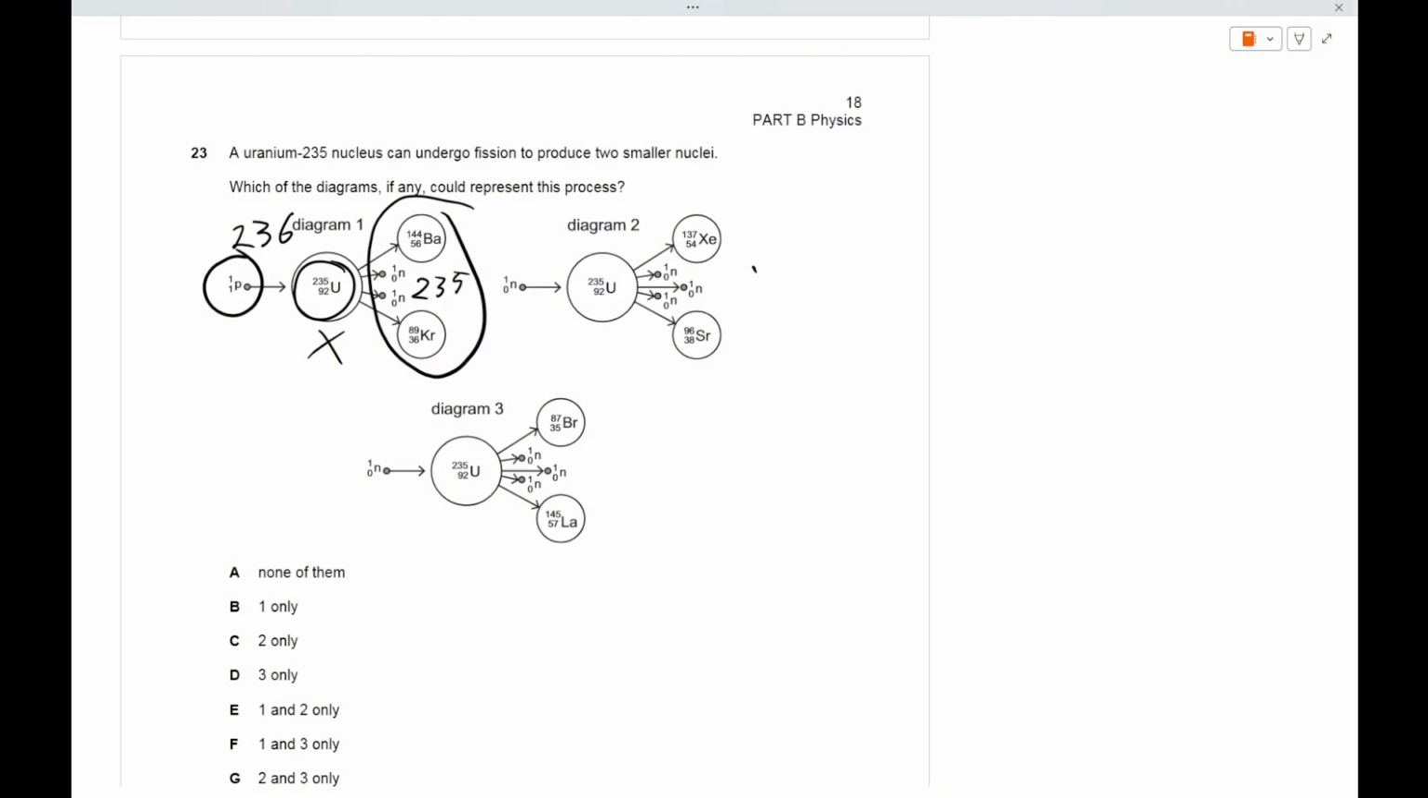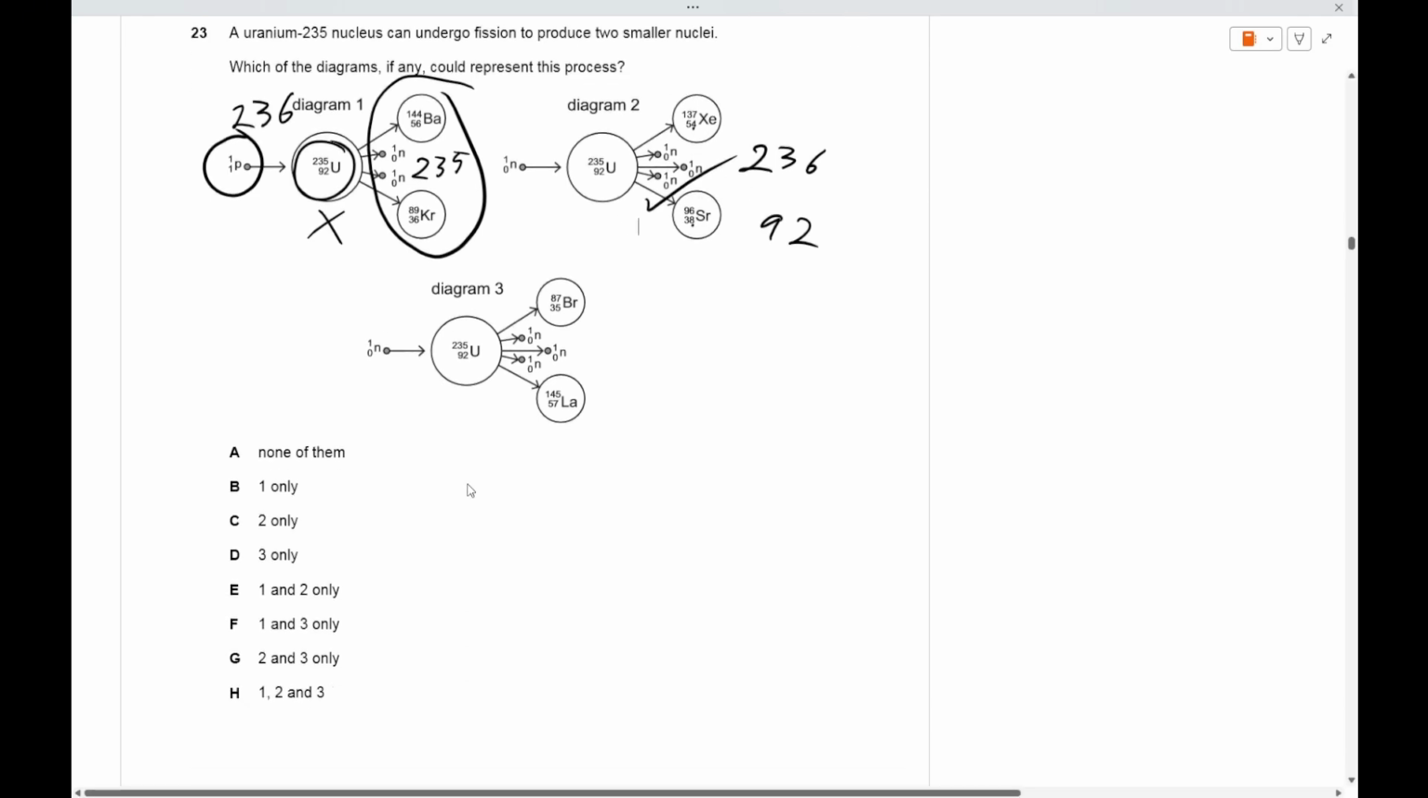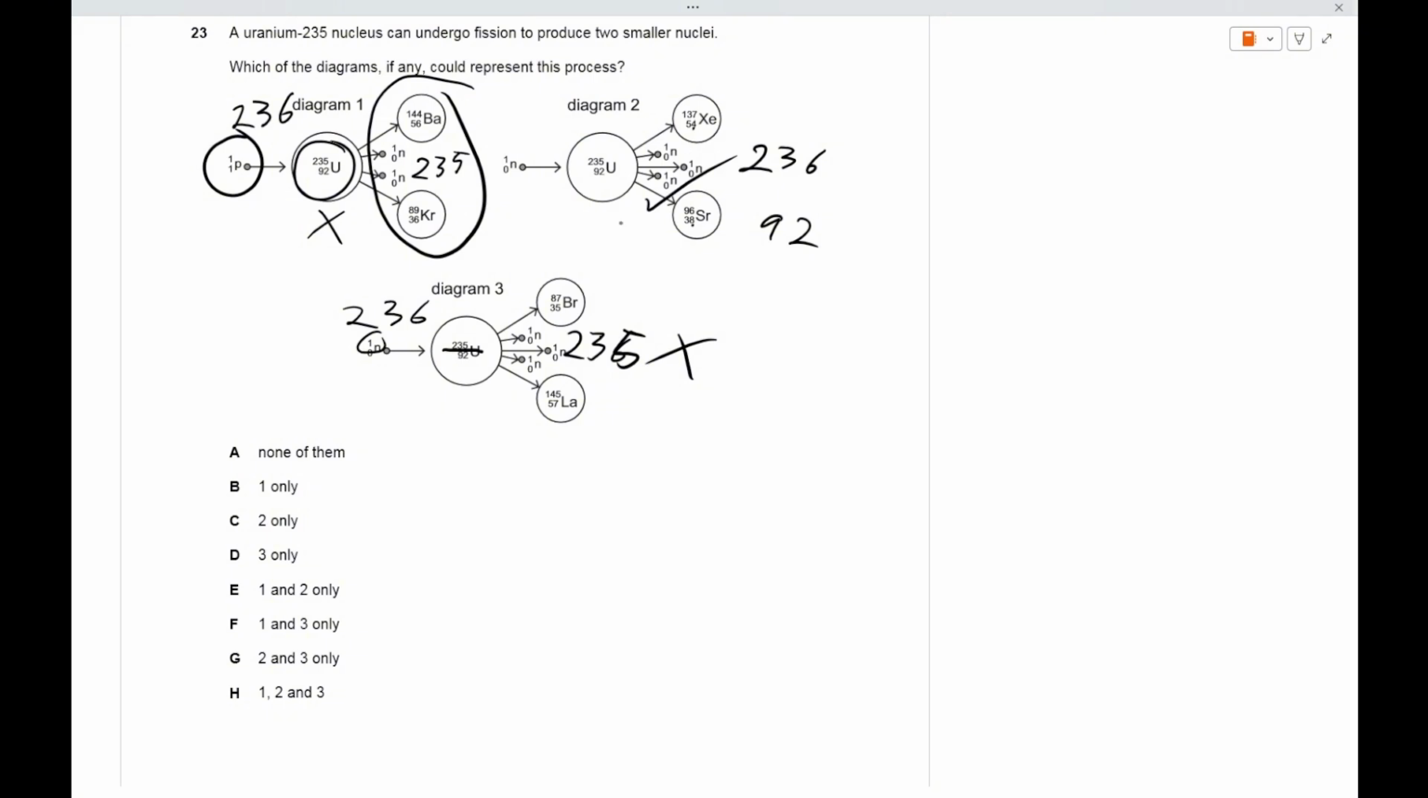Here we see that it adds up to 236. So the next thing we do is compare the proton numbers. And we can see that the proton numbers add up to 92. So this one is correct. For diagram 3, we can see that this adds up to 235, sorry. In that case, you know that this is incorrect because it should add up to 236. So 1 plus 235. In that case, it's only diagram 2.